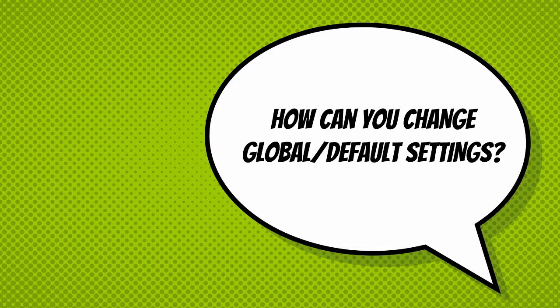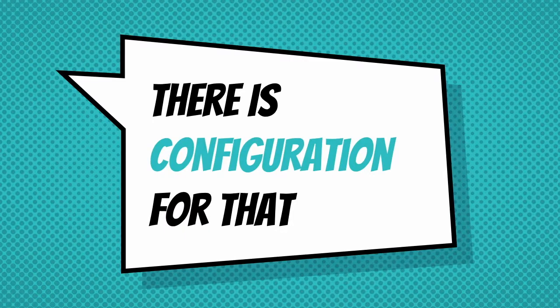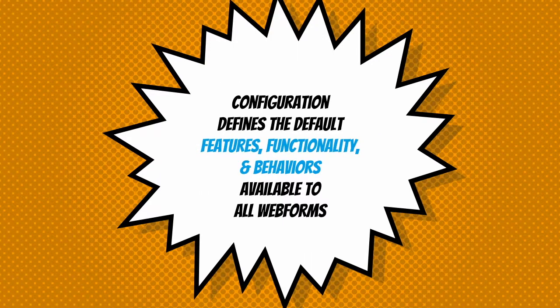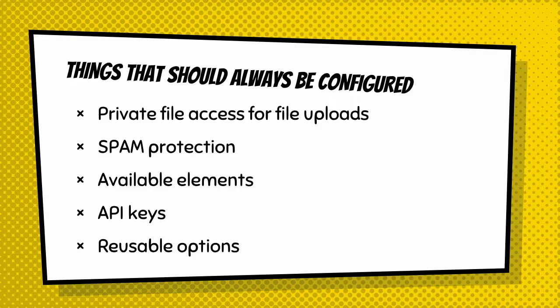So we've only talked about the web form settings, but how can you change the global default settings? There's a little nuance in the web form module where the web form has settings, and when you get to the global behaviors, that's called configuration. And that kind of comes from Drupal because they generally call things configuration. And configuration defines the default features, functionality, behaviors available to all web forms. So if you really want to disable client-side validation for all your forms, you can go into configuration and check a box and it goes away.